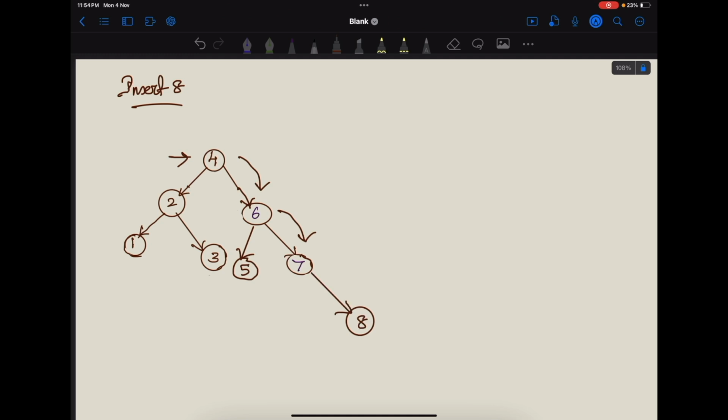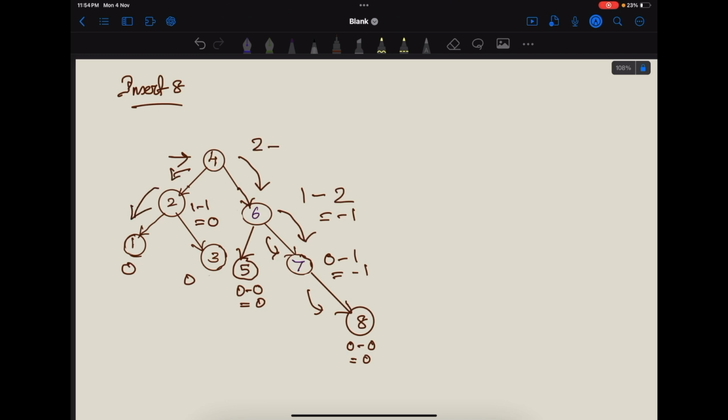And now you have to take the balance factor for every node. So for 8, 0 minus 0, answer is 0. And 5, 0 minus 0, answer is 0. For 3, 0. For 2, 1 minus 1 equals 0. For 7, there is no left, so 0 minus 1 equals minus 1. For 6, only 1 in the left and 2 levels in the right, so 1 minus 2, the answer is minus 1. For 4, there are 2 levels in the left, so 2 minus, and on the right hand side 1, 2, 3, so 3. The answer is minus 1. So the tree got balanced, and this is the way the AVL tree can be performed.